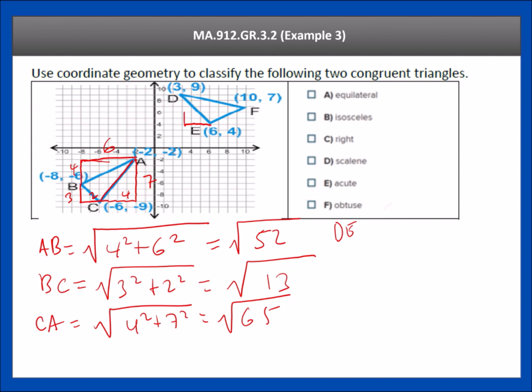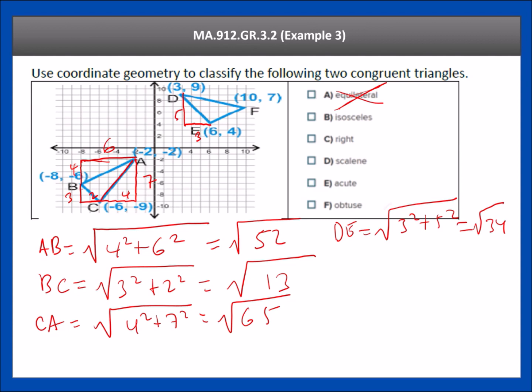And then 1, 2, 3, 4, 5. So 3 and 5. Square root of 3 squared plus 5 squared. So in that case, 3 and 5, that's 9 plus 25 is 34. Already, none of these match up, right? So far, not looking good as far as equilateral or anything. So it cannot be equilateral.